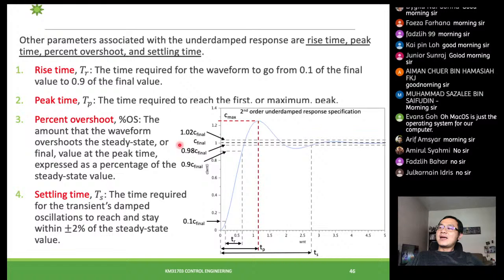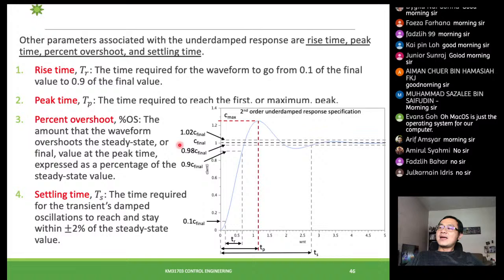So these three represent the characteristics of a second order underdamped response. Then the fourth performance characteristic is the percent overshoot. This percent overshoot applies when your system has an overshoot characteristic. Meaning to say, for critically damped and overdamped systems, you don't have this percent overshoot. They don't overshoot anymore.